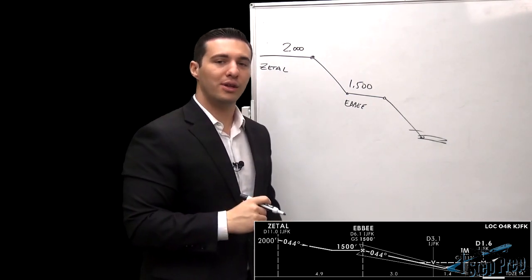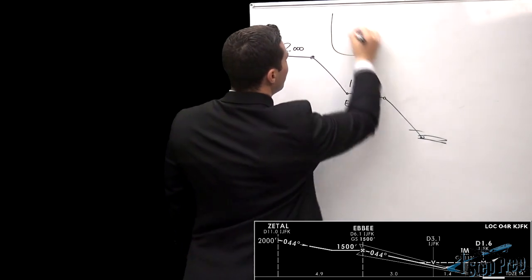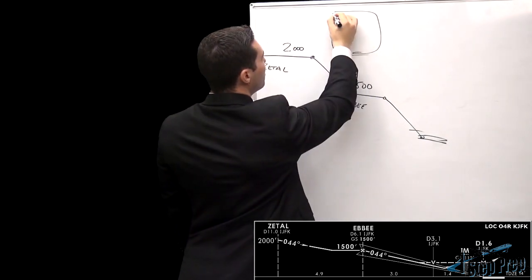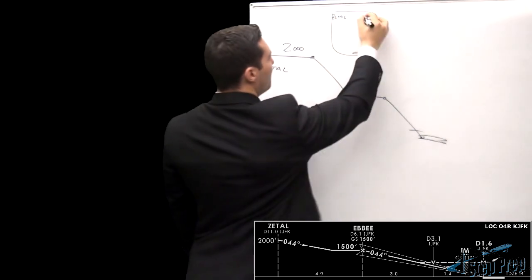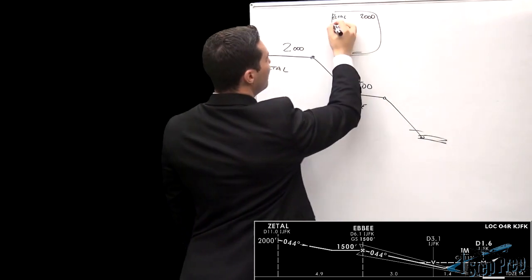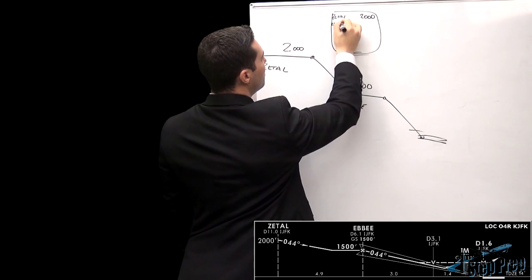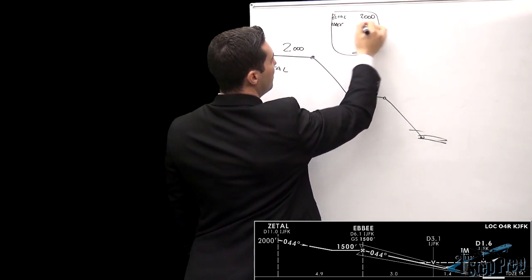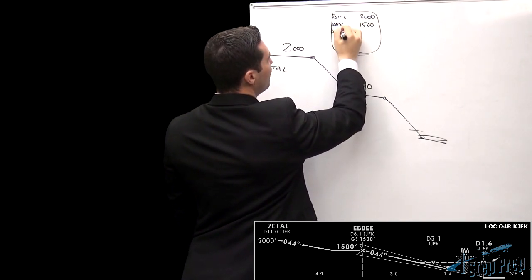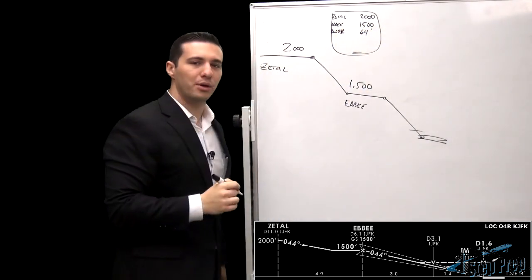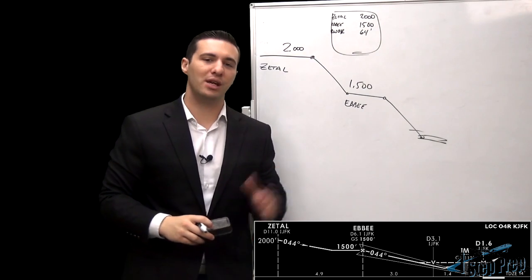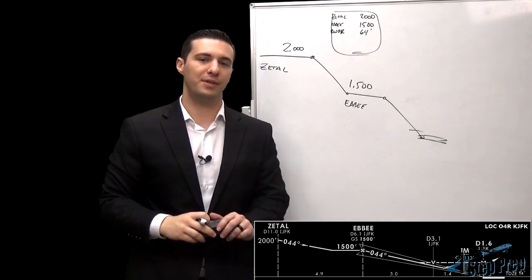Let's take a look at how that would look on your legs page. Your legs page will show ZTAL on the lateral side, which will be your left side, with the altitude constraint on the right, 2,000. EBI will follow just below with the altitude constraint of 1,500. And then we're going to have runway 04 right, likely with a number somewhere in the neighborhood of 64 feet, which should be something to the effect of touchdown zone elevation plus 50 feet.